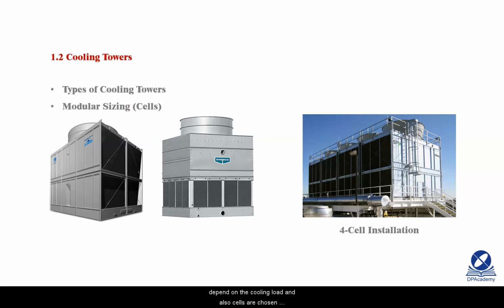Modular sizing or cells. To achieve the desired capacity of heat rejection, multiple cells are packaged together to add up to the desired size. The number of cells will depend on the cooling load and also cells are chosen based on redundancy requirements. As stated, the image on the right shows a full cell installation. Each cell has an individual fan. However, some cells can have twin or multiple fans, depending on the manufacturer and the model.